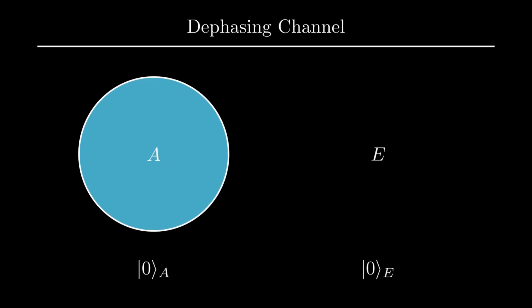The next channel we will consider is the dephasing channel. Here, the idea is that we have a qubit A and an environment E that scatters off of A. In particular, if A is in state 0, the environment will scatter with probability p and go from state 0 to 1 without changing A.